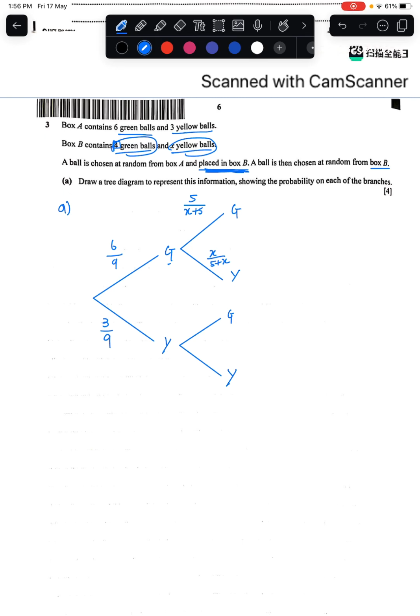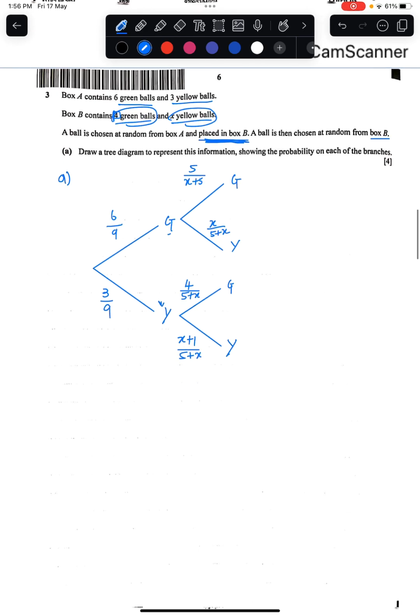the chance of us finding a green ball in box B is 4 over 5 plus x. Why is it 4? It's because we chose yellow here, and it's 5 here because we found a green here, so we have to add them up. We didn't take a green ball from box A, so the number of green balls is 4. So for the y it is x plus 1. We don't know how many yellow balls, so x plus 1. We got the 1 from here. So over 5 plus x.